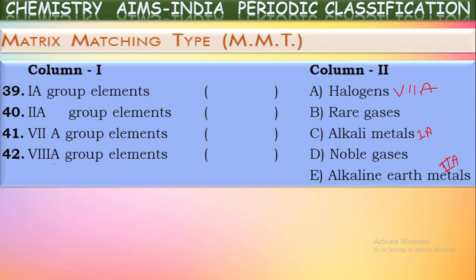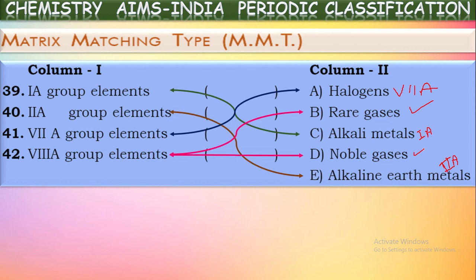Next, eighth A group elements. They are helium, neon, argon, krypton, xenon, and radon. These are called rare gases and noble gases also. These two are the names of 8th A group elements only. Okay, try to match these now based upon these properties. Check the matching ones.